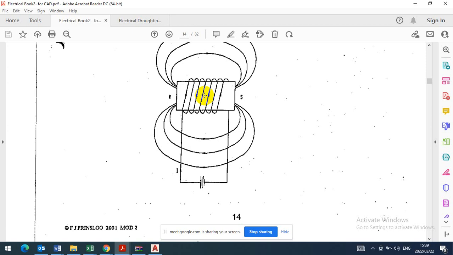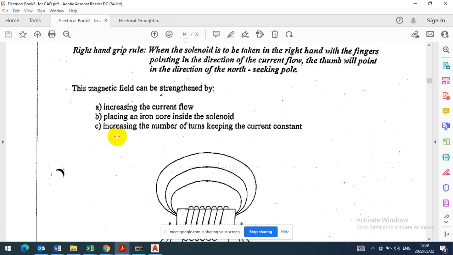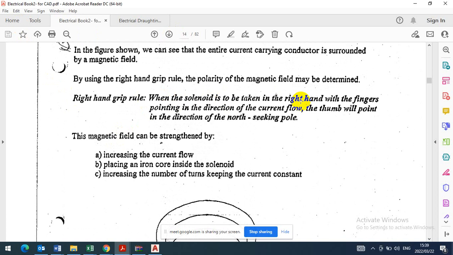Wherever the thumb is pointing, that is the direction of the north side of the magnet or the iron core. It has got a north, and its north depends on where the thumb is pointing. That's what they call the right-hand grip rule. In case you're doubting, that is what we call it.